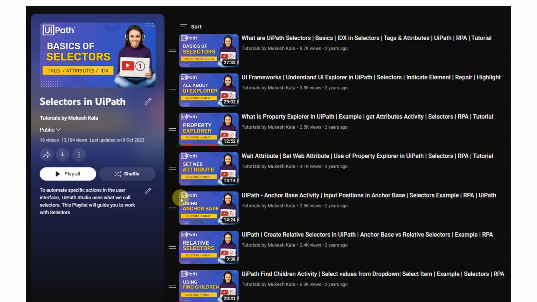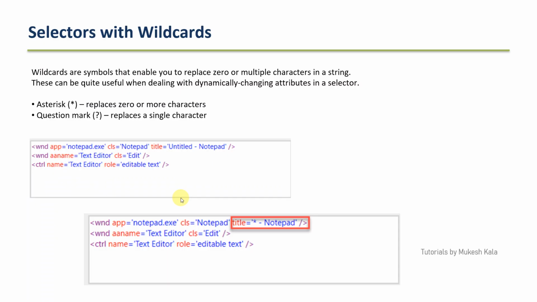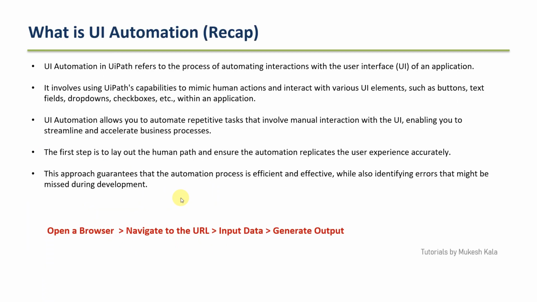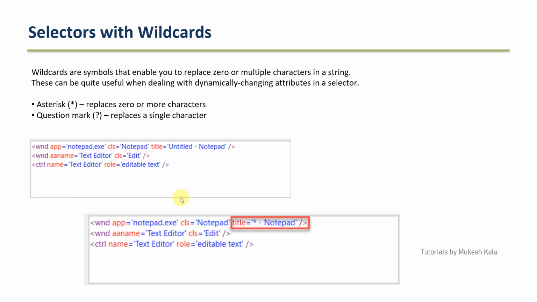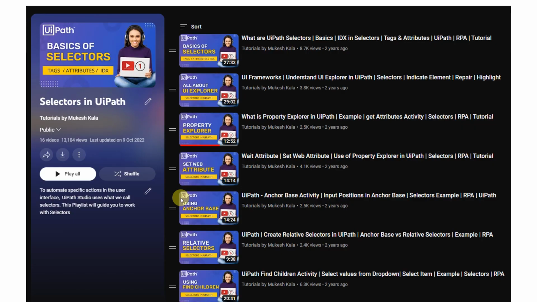We have a complete dedicated playlist. Today I just talked about the high level. The detailed playlist is available in the description, but the key note here is that whenever we do UI automation, we have selectors and then we have selectors with wildcards. You have a playlist always for your reference.